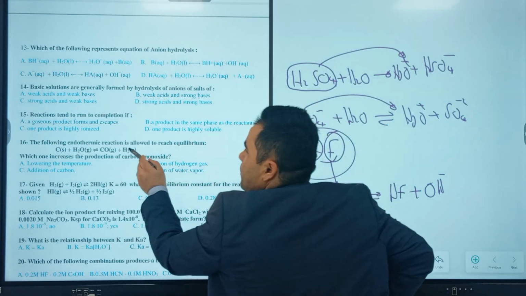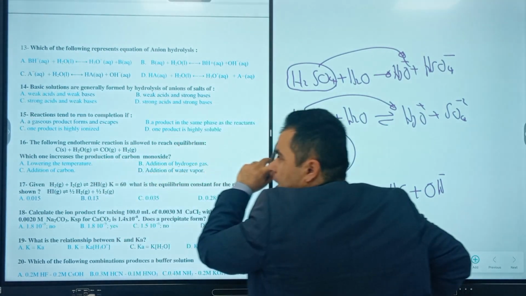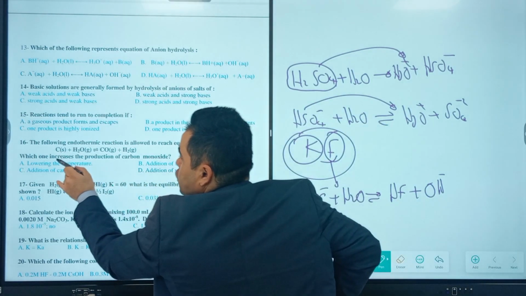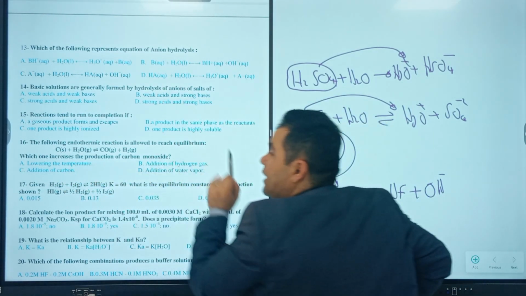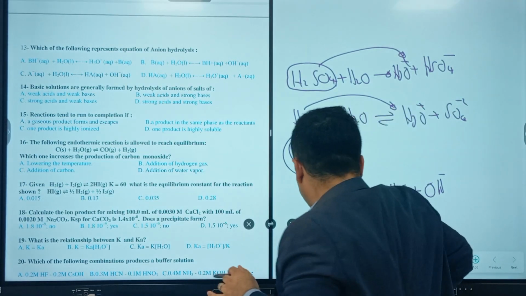The following endothermic reaction is allowed to reach equilibrium. The reaction is given: carbon plus H2O forms CO2 and CO and H2. Which one increases the production of carbon monoxide, CO?